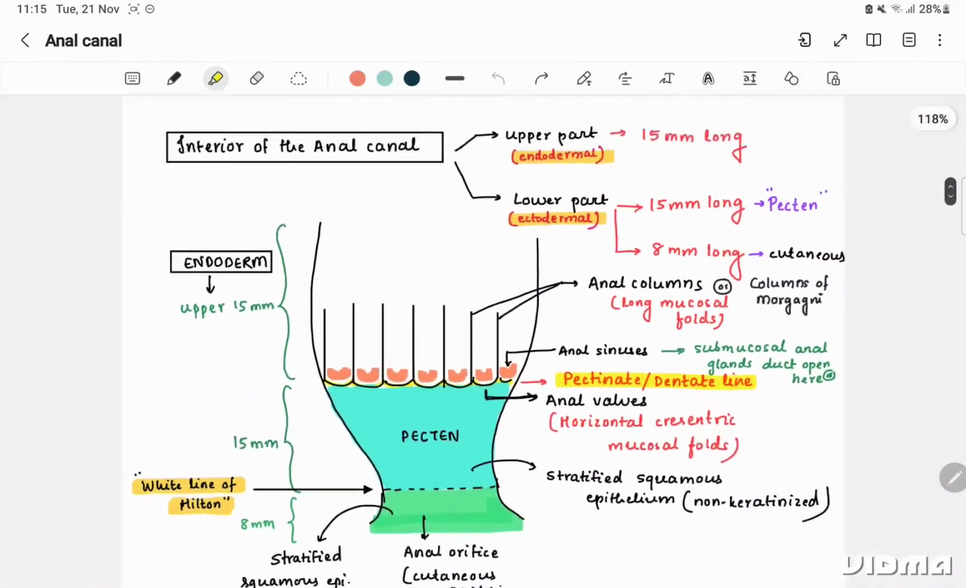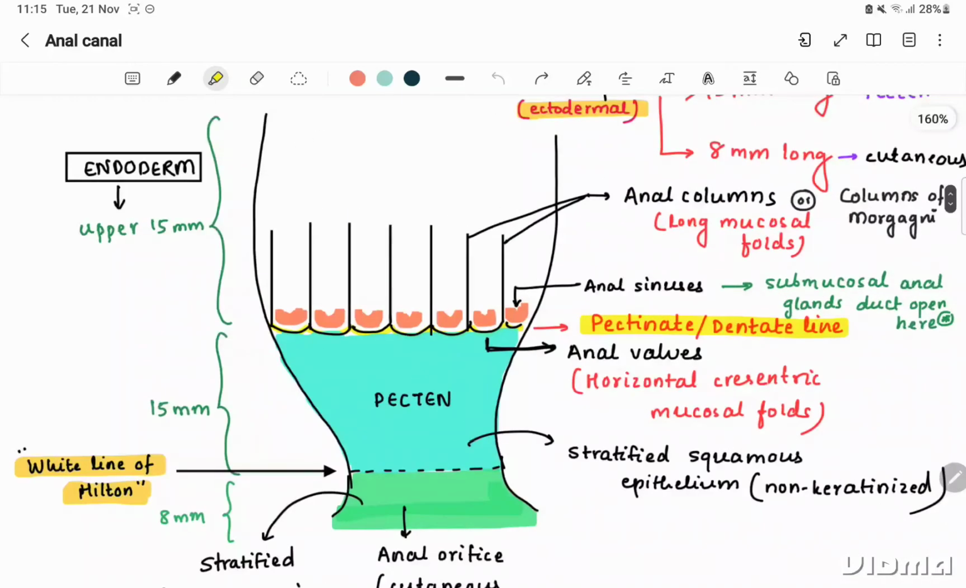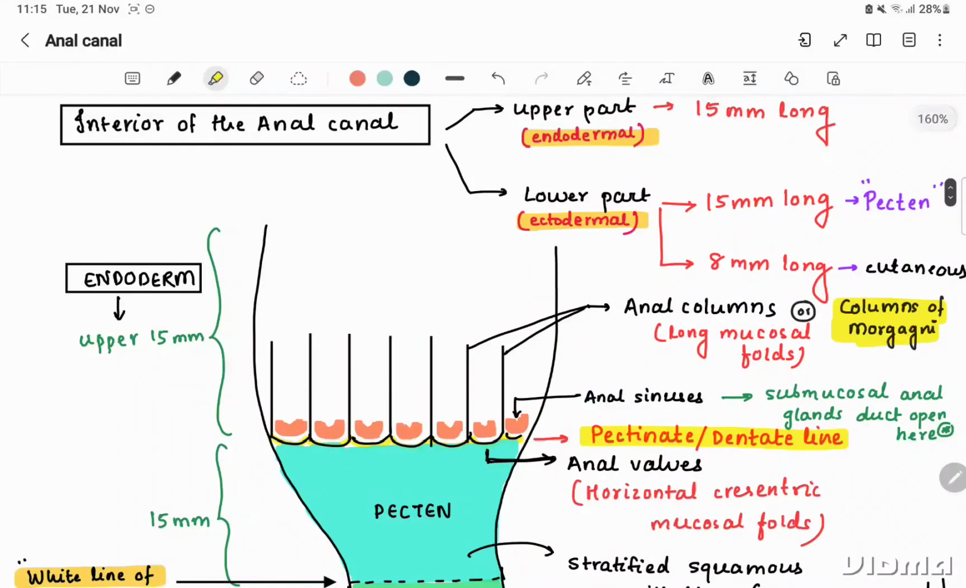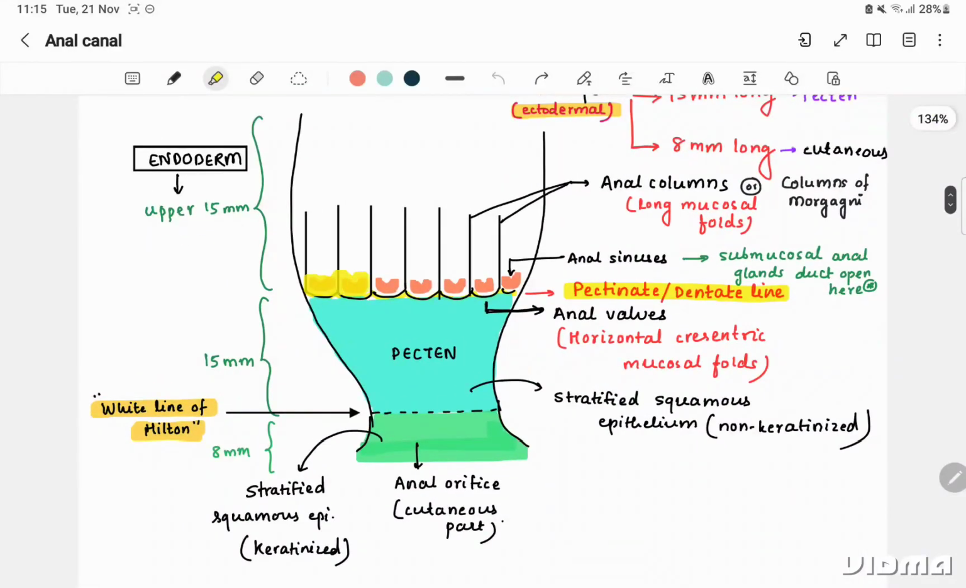Talking about this, the interior of the anal canal is very important. So you can see how the structure is present. Then we have the anal columns here. These are your anal columns, which are long mucosal folds. These are called the columns of Morgagni. Columns of Morgagni are nothing but your anal columns. And inside the anal columns we have our anal sinuses, in which the submucosal anal glands and the ducts open.